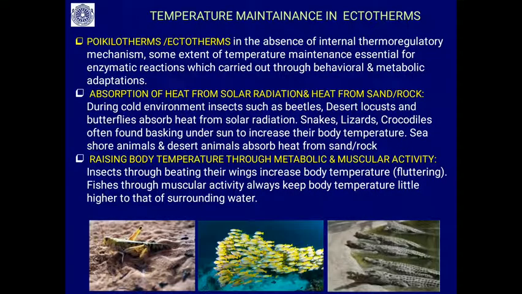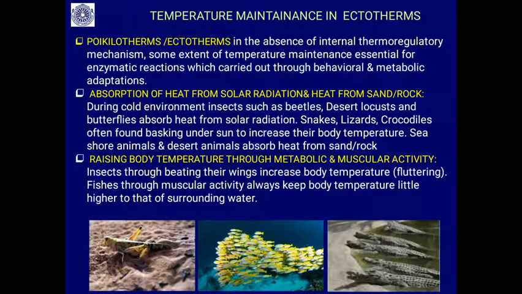Now the endotherms have a thermoregulatory system which maintains constant temperature irrespective of the changes in the environment. What happens to the ectotherms or poikilotherms? There is no thermoregulatory system there. Then how? They cannot change their body temperature according to the changes in the environment. So they have to have some behavioral adaptations or else some structural adaptations, so that they can withstand the changes in the temperature.